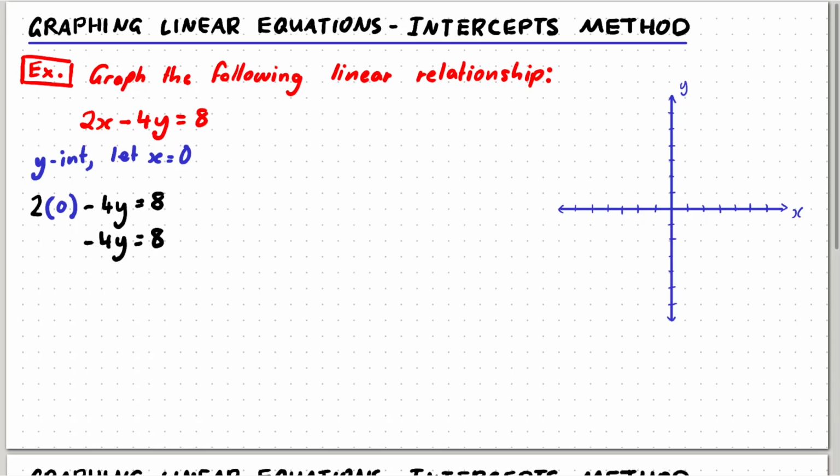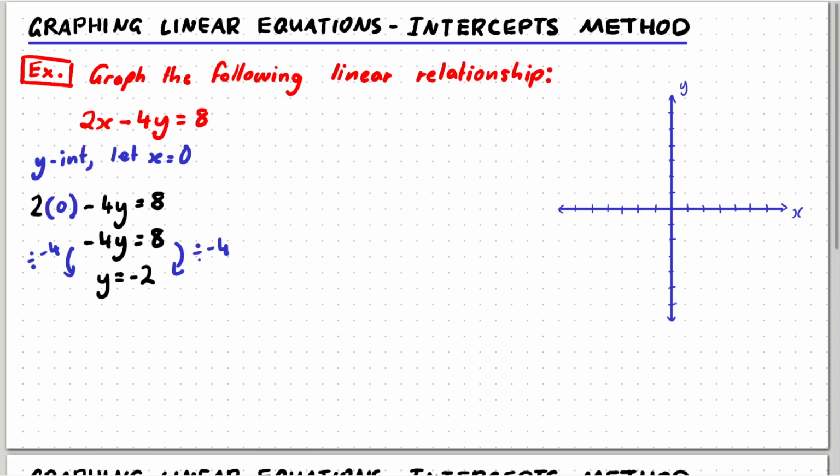Now I want to get y by itself, so I'm going to get rid of this negative 4. Negative 4y is the same thing as negative 4 times y, so to get rid of that negative 4, we need to do the opposite. We need to divide by negative 4. On the left side, that cancels out to 1, and on the right side, 8 divided by negative 4 gives negative 2.